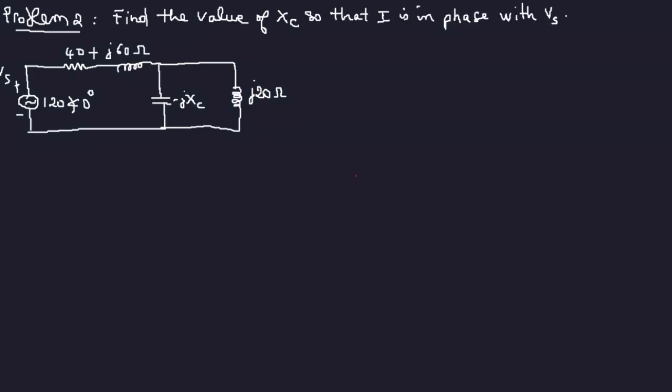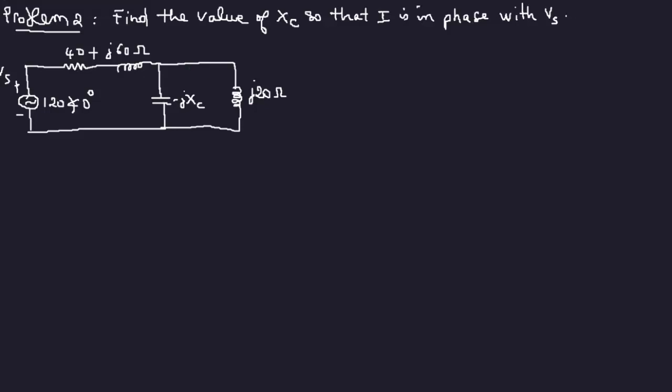Find the value of XC so that I is in phase with VS. So how do we get the current to be in phase with the voltage? Basically, the total impedance seen by the generator must have a zero imaginary part.